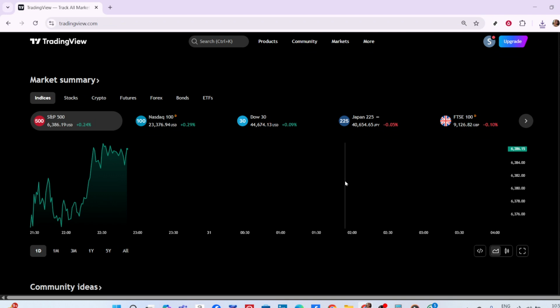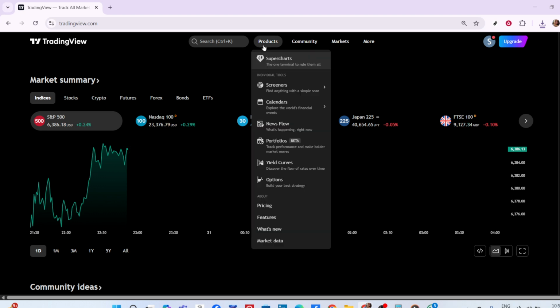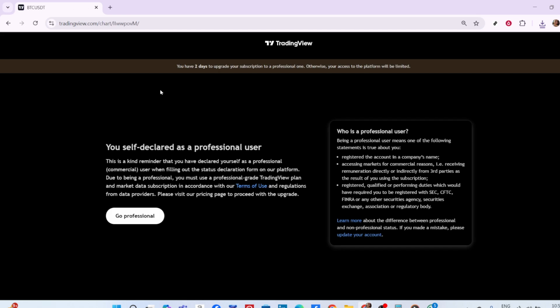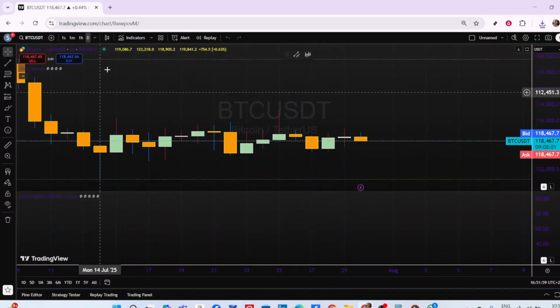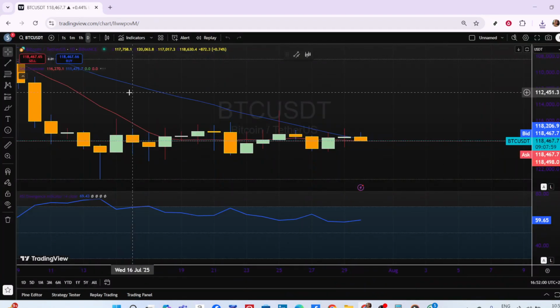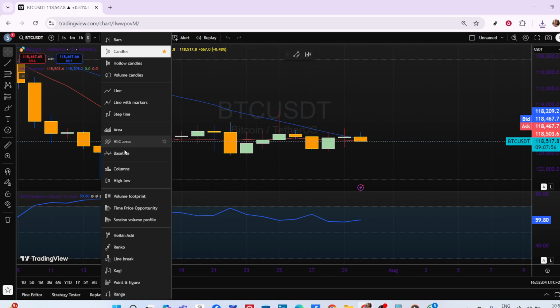Let's begin by locating the chart type icon at the top of your Tradingview screen. This icon serves as the gateway to a variety of chart representations, each offering its unique perspective and understanding of market data. Clicking on this icon opens up options beyond the standard ones you might be familiar with, such as bars and candlesticks. Today, our focus will be on the line with breaks chart type.